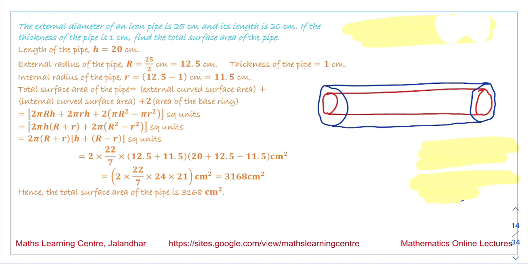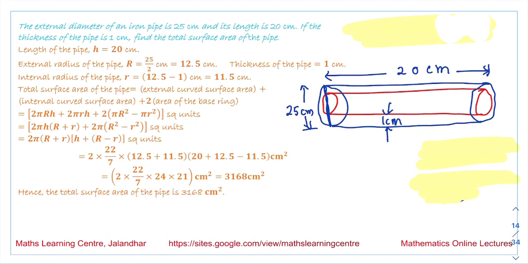So the length of this pipe is given to be 20 centimeter, and the external diameter of this pipe, external diameter means we are talking about this length over here, so this external length over here is 25 centimeter, and the thickness of this pipe, thickness means we are talking about this length over here, it is 1 centimeter. We have to find the total surface area of the pipe.